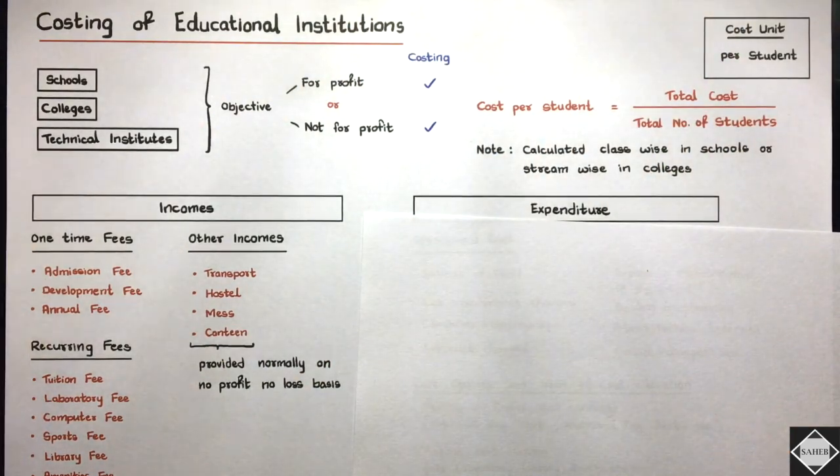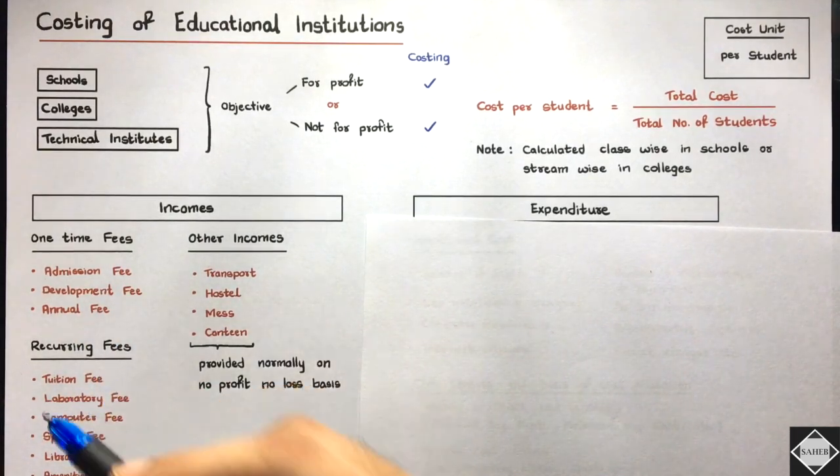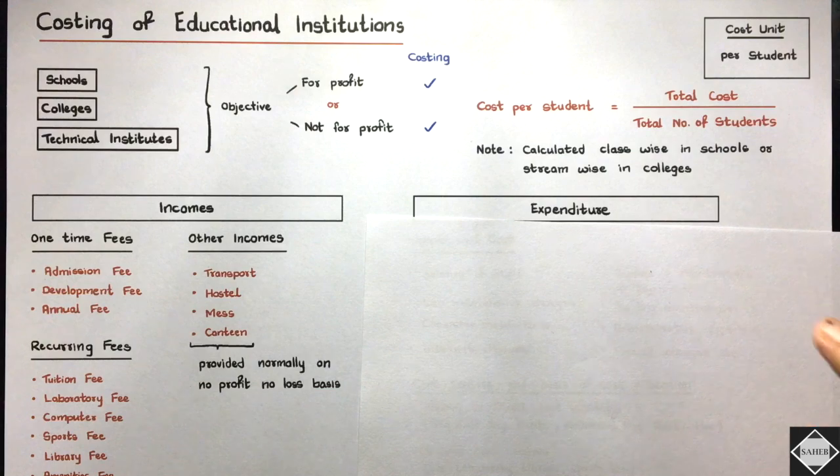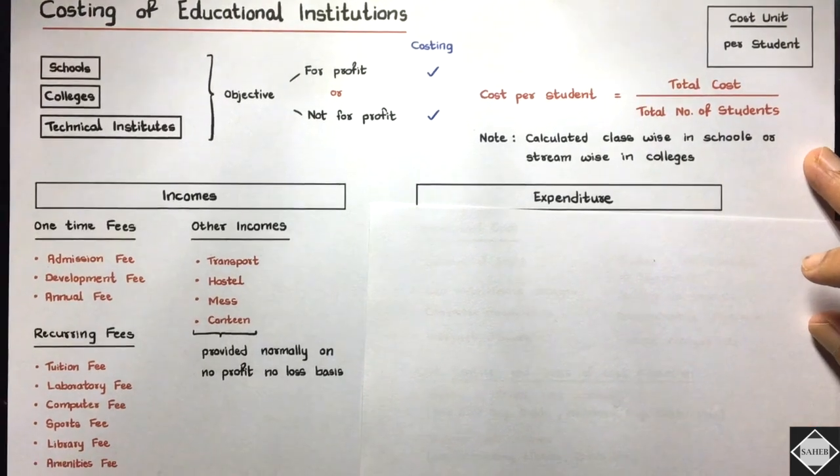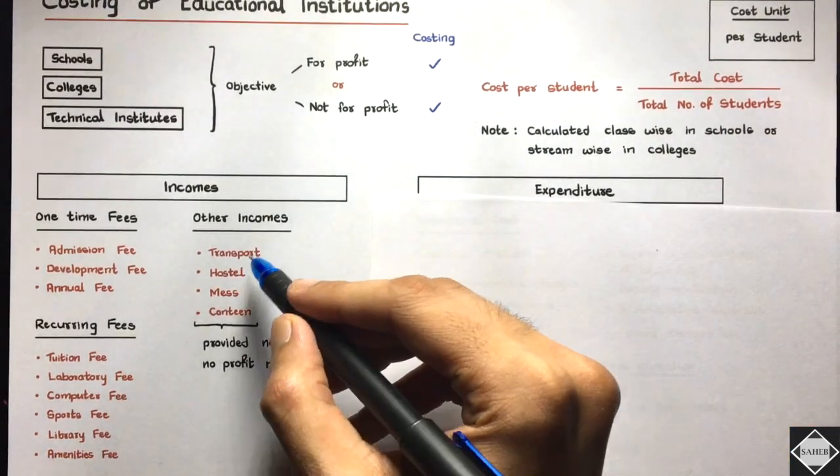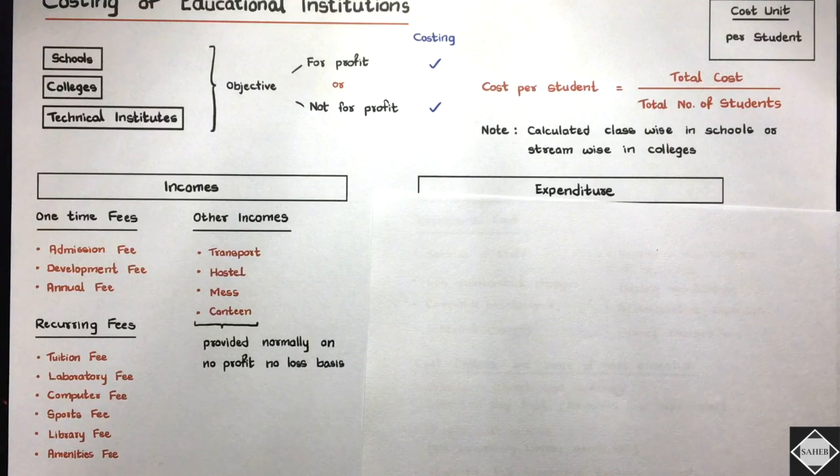See here, one-time fees: admission fee, development fee, annual fee. This is what happens in school. And then there will be recurring fees that you have to pay every month: tuition fee, laboratory fee, computer fee, library fee, amenities fee, isn't it? Yes. And then other incomes, see here: transport, hostel, mess, canteen.